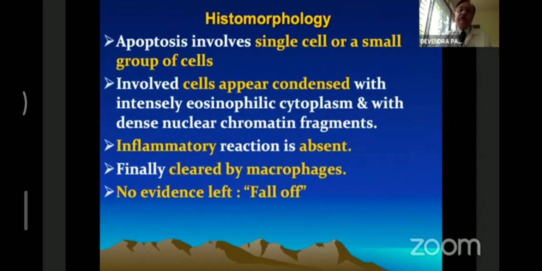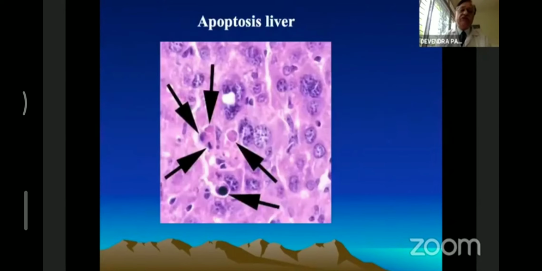What do we see under the microscope? Okay, histomorphology. Apoptosis involves a single cell or a small group of cells only. As against necrosis, the involved cell appears condensed because it is shrinking, the cell becomes more eosinophilic also, and there is no inflammatory reaction. No inflammatory cells can be seen. The macrophages will eat them and the cell will just disappear from there. It will just fall off.